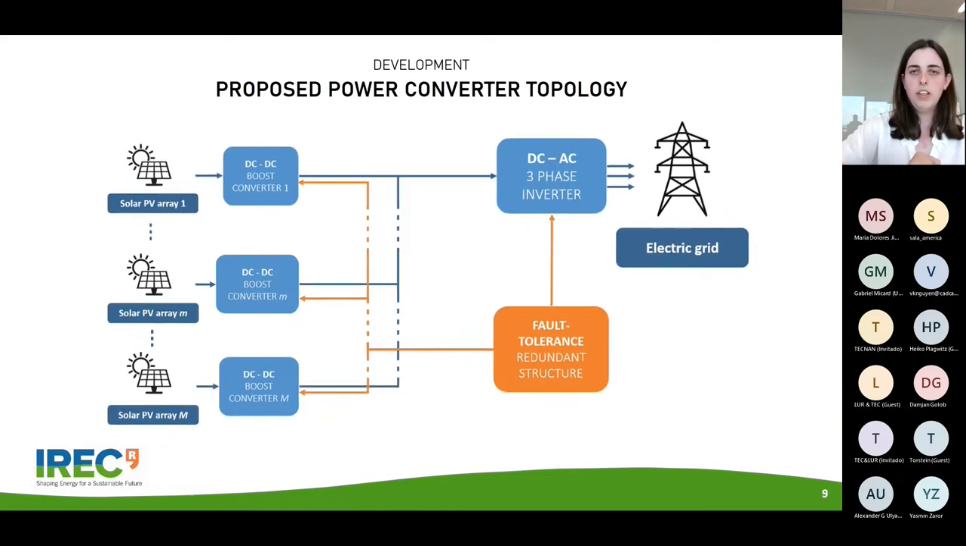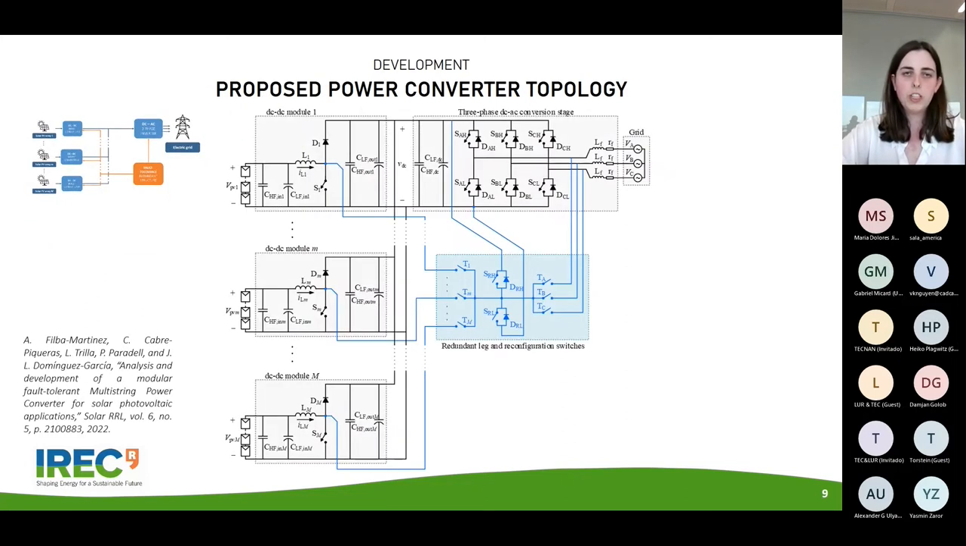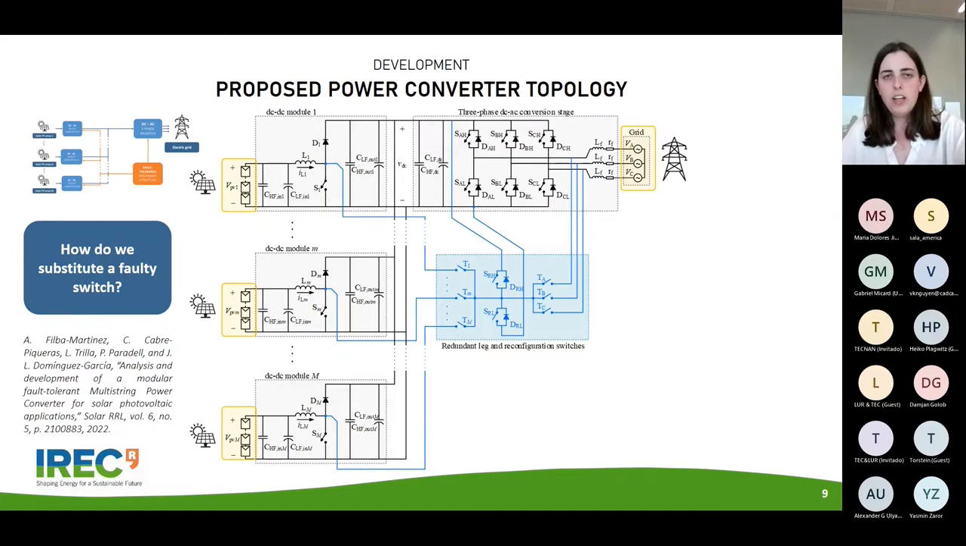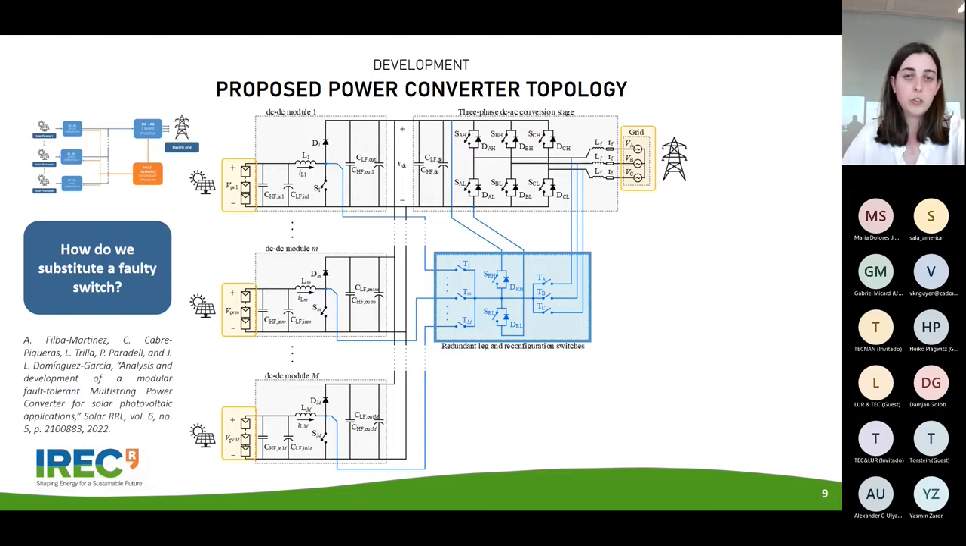So now let's take a look at the circuit of this proposal. Don't get too afraid, it's just to understand how we can substitute a faulty switch. As we did before, let's identify the elements of the circuit first. On the left, we can see the solar PV arrays, and on the right, we can see the electric grid. The converters that are highlighted right now are the DC-DC boost converters, and the converter that is being highlighted right now is the three-phase DC-AC inverter. And the structure highlighted in blue is the redundant leg and the reconfiguration switches of this redundant structure. The redundant leg is the structure that you see now highlighted in orange.